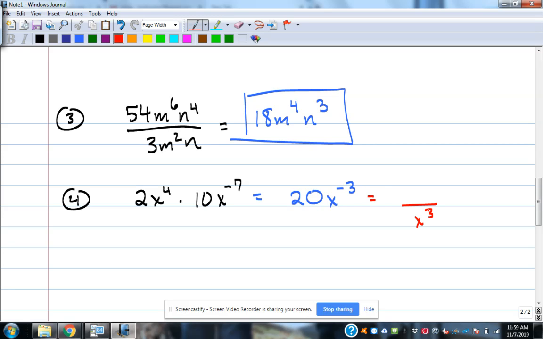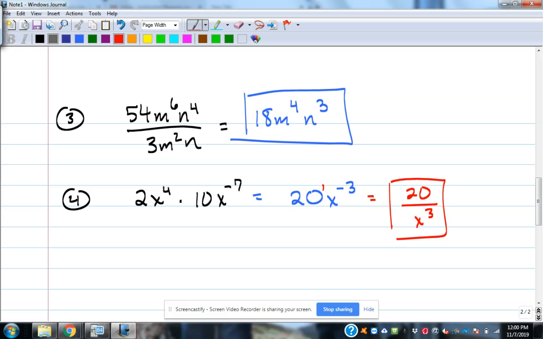Where does the 20 go? Why does it stay up top? That's right. What was the exponent on the 20? It's technically a 1. It's positive, so it doesn't need to move. The only things that move are things that have negative exponents. So if it doesn't have a negative exponent, it's going to stay where it's at.